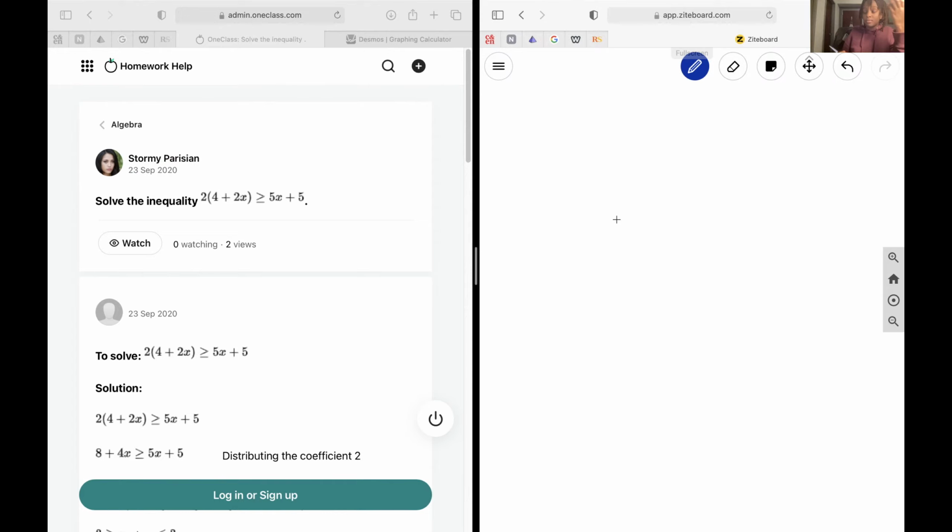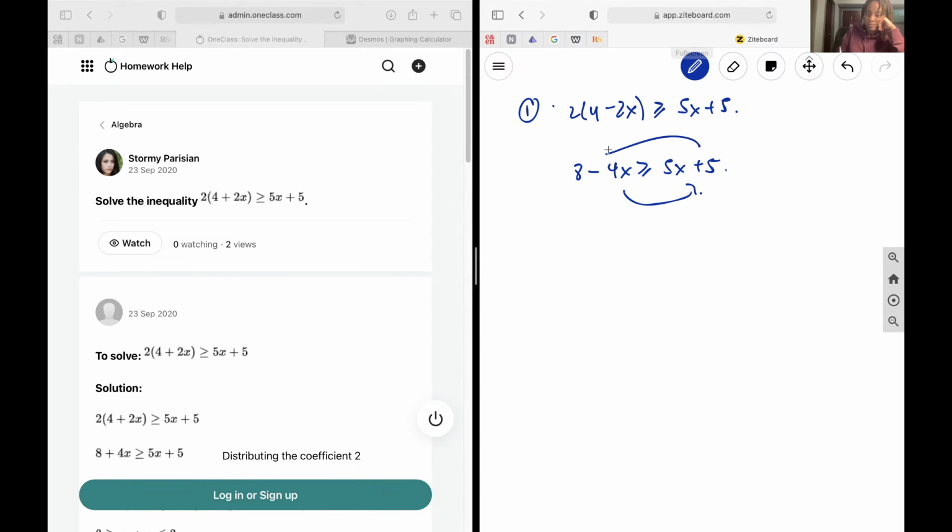So let's first do the math before we explain it. So for 2 minus 2x is greater than or equal to 5x plus 5, let's first expand that out to become 8 minus 4x is greater than or equal to 5x plus 5. Okay, and then next up, we're just going to want to bring all the x's to one side and all of the real numbers to the other side. So we can bring 4x over here and the 5 over here.